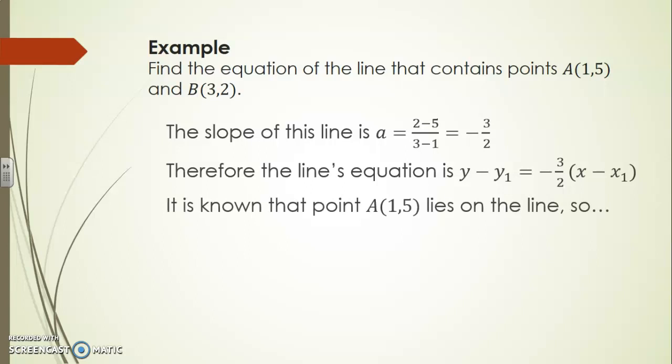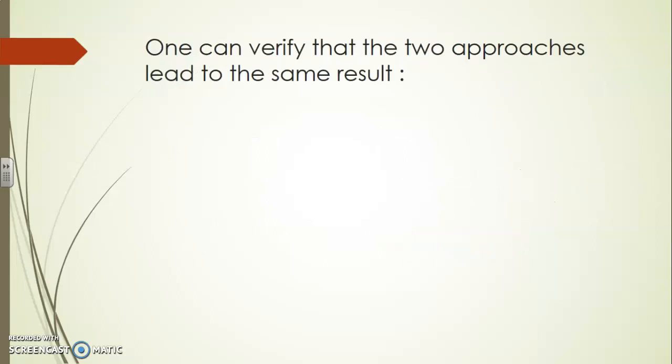This time, we need not dig very deep in order to find a point that lies on the line. We could use (1, 5), just as we could use point B as well. Assuming we do take point A, then the y1 component would be 5, and the x1 component would be 1, which leads to y minus 5 equals minus 3/2 times x minus 1.